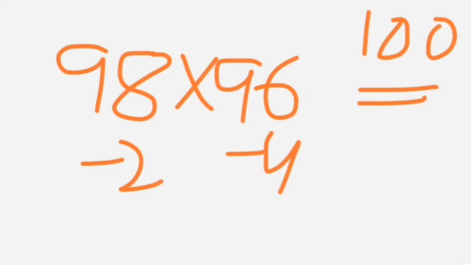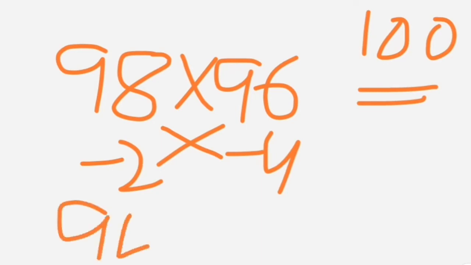The next step, listen carefully. Either we have to subtract 98 minus 4 or 96 minus 2. Either one. 96 minus 2 would be 94. So 94 is one part of our answer. To get the other part of our answer, just multiply these two numbers. Minus 2 into minus 4 would be 8.